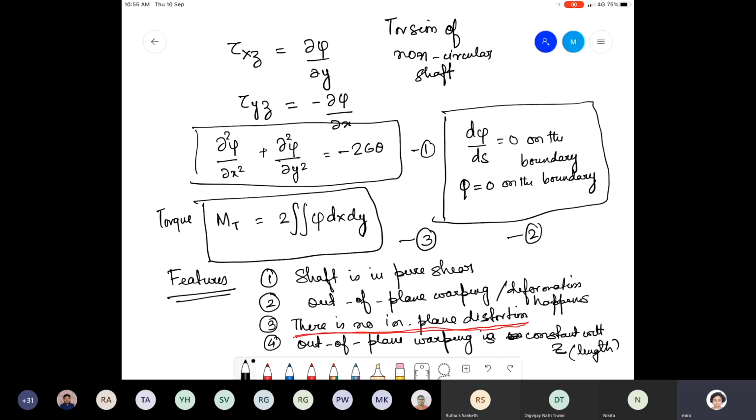The displacements are given as u equals minus theta yz, v is equal to theta xz, w is equal to theta psi of x, y. Now from this, it is your job to tell me why there is not going to be any in-plane deformation or distortion, even in the case of torsion of non-circular shafts. Okay, with this I am done.